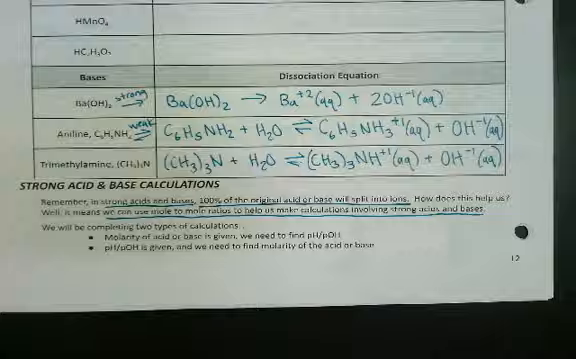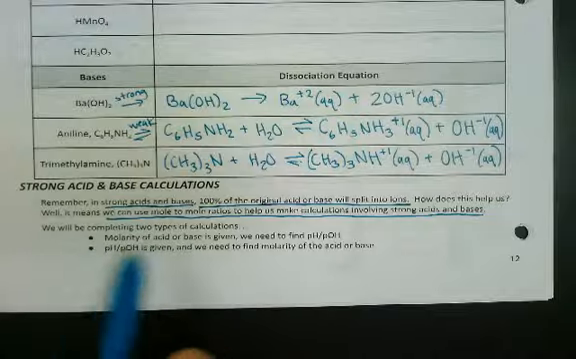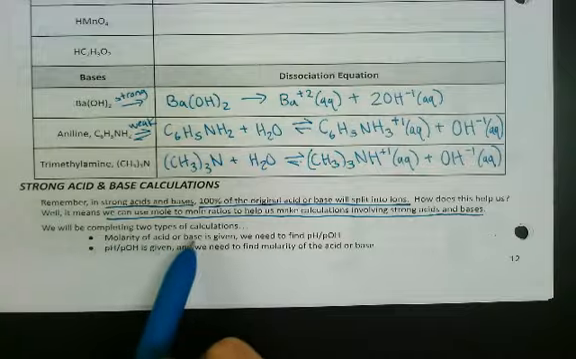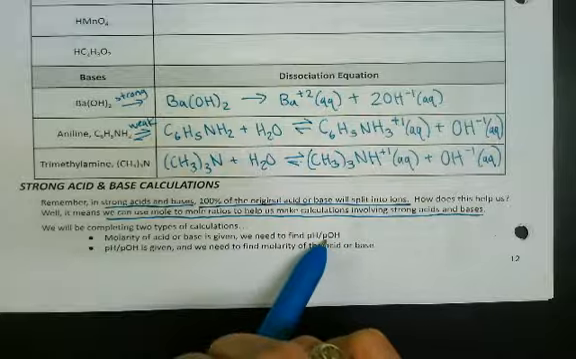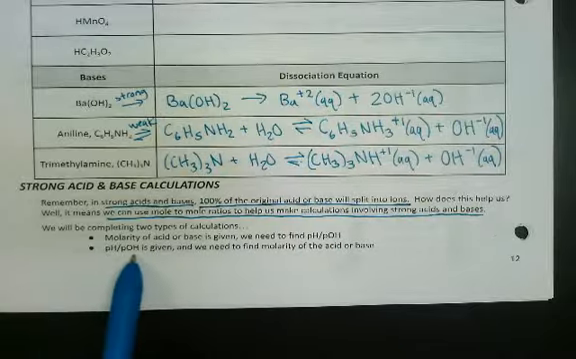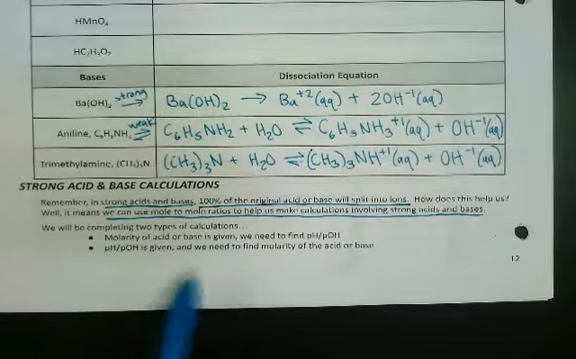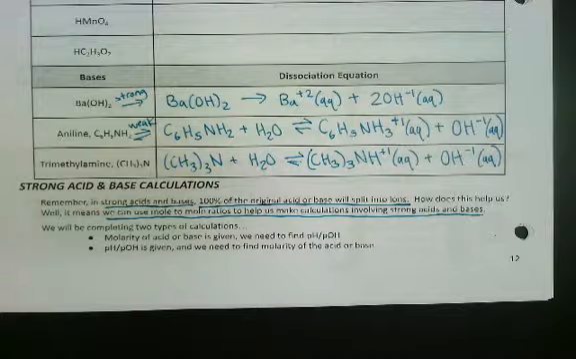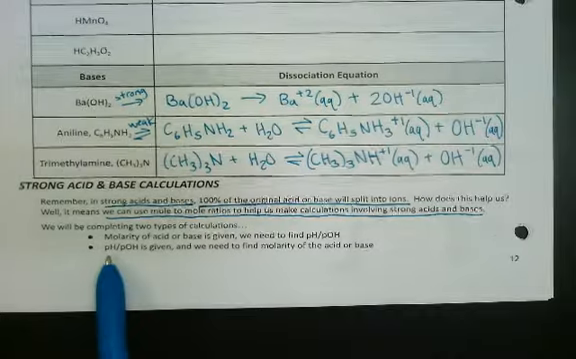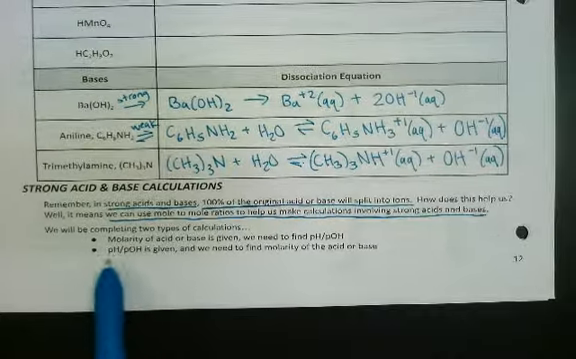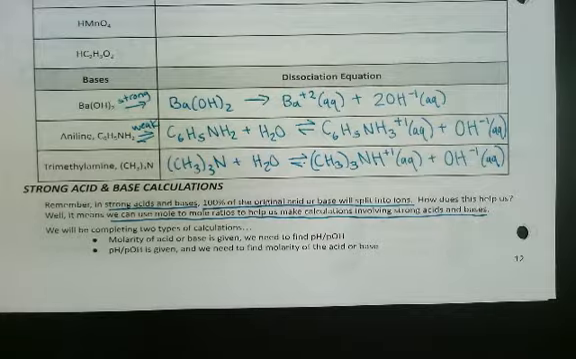So we're going to be completing two types of calculations. Molarity of an acid or base is given, we need to find pH, pOH, or the pH and pOH is given and we need to find molarity of the acid or base. We will probably get through 2 calculations today, and then I will do 2 other example calculations with this second bullet point example, okay?